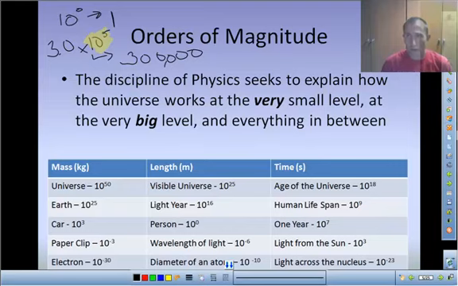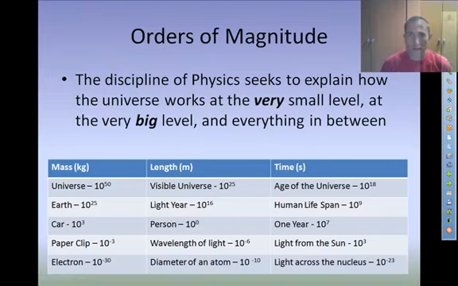If we look at some things in the universe, the mass of the universe is about 10 to the 50th kilograms. If we look at everything that's in the universe, bring all that mass together, down to the mass of an electron, which is 10 to the negative 30th, that's a difference in order of magnitudes of 80. So that's pretty significant, and we're actually going to be looking at all of those different levels this year.